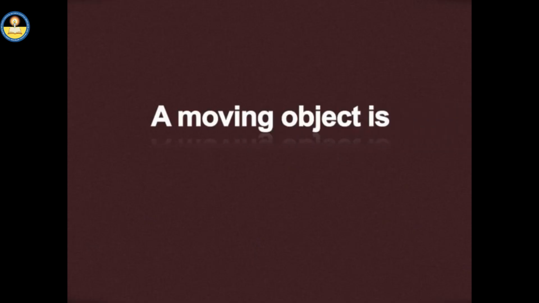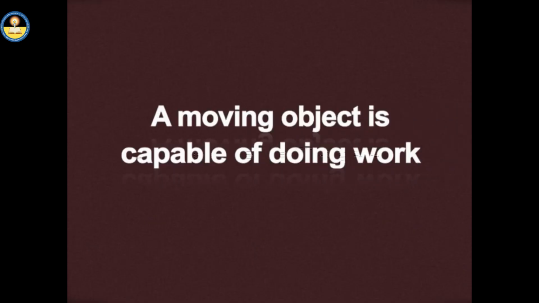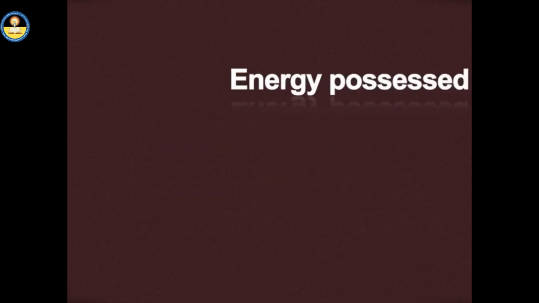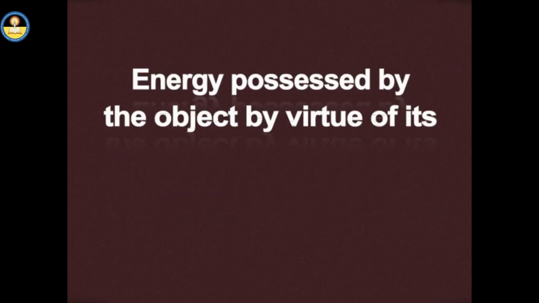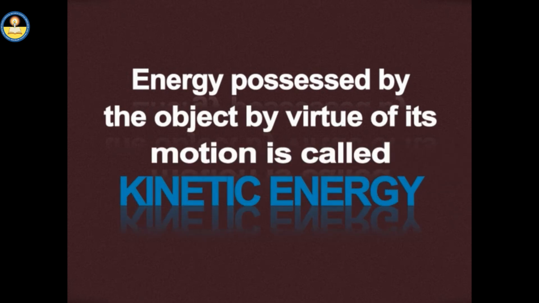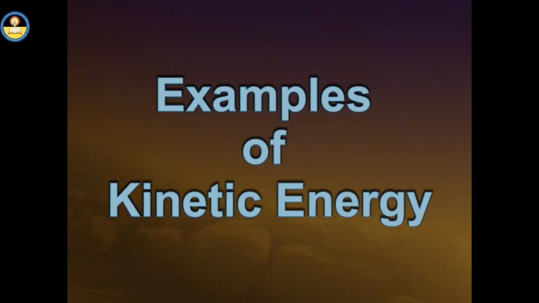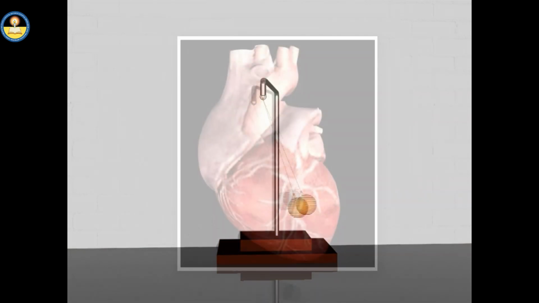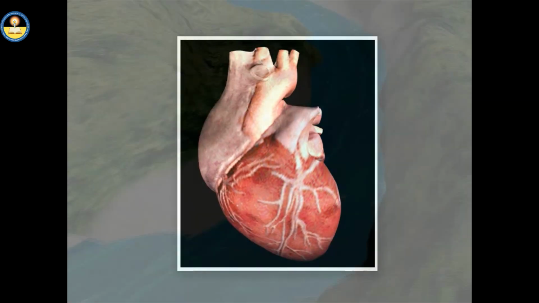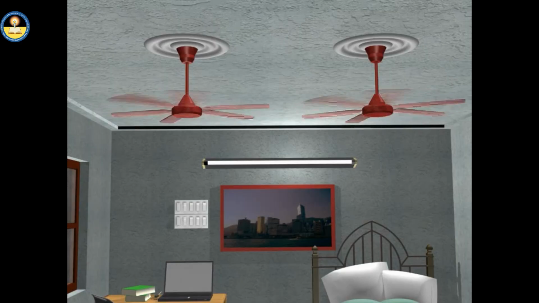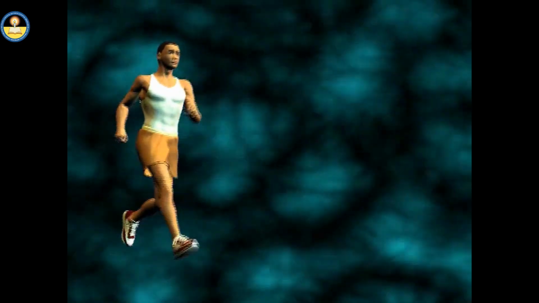These examples show that a moving object is capable of doing work because of its motion, and the energy possessed by the object by virtue of its motion is called kinetic energy. Some examples of kinetic energy are a swinging pendulum, a heartbeat, running water, moving air, a moving fan, and a running boy.